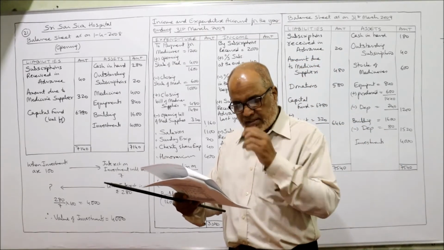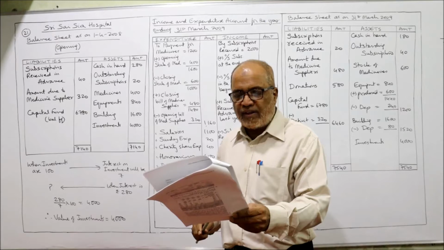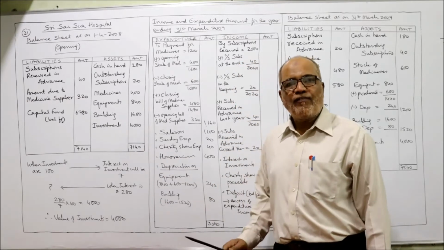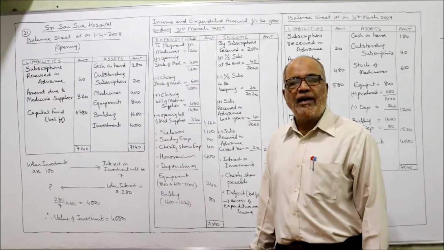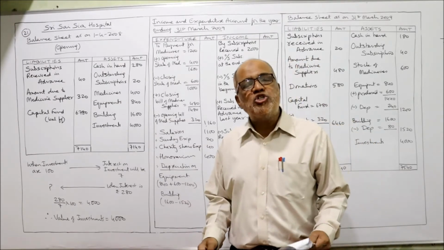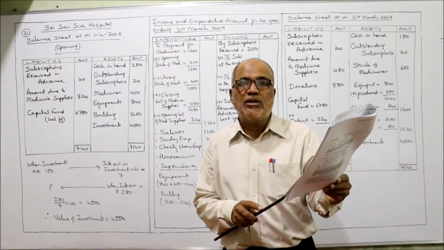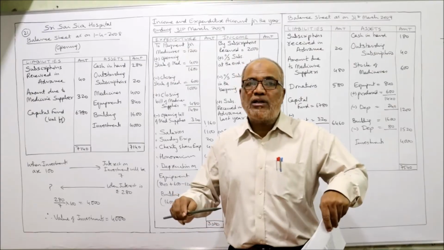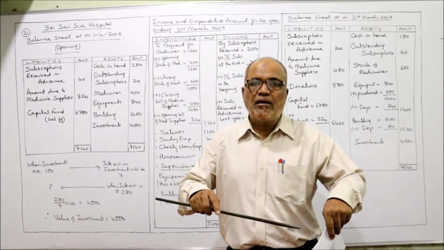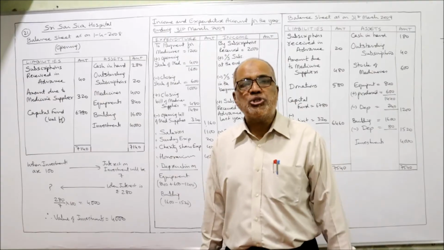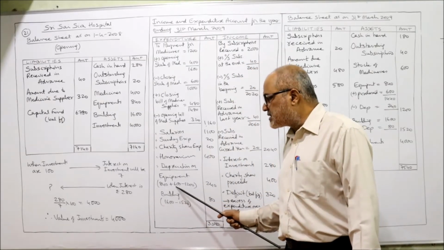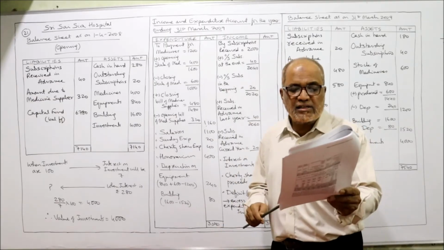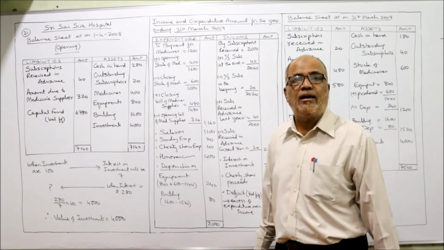Then value of equipment. See here. Value of equipment beginning of the year 840, end of the year 1200. Now first of all, beginning value of equipment 840. And how much equipment purchased during the year? Payment side you see. The payment side purchase of equipment 600. So 840 equipment was there at the beginning. During the year 600 purchased. So 840 plus 600, it is 1440. But end of the year it is given 1200.